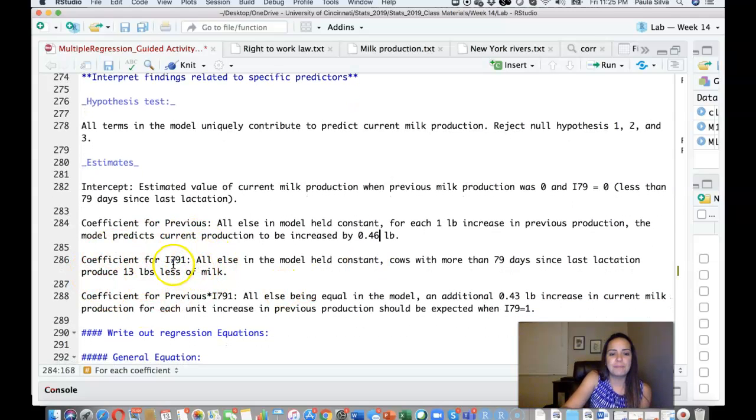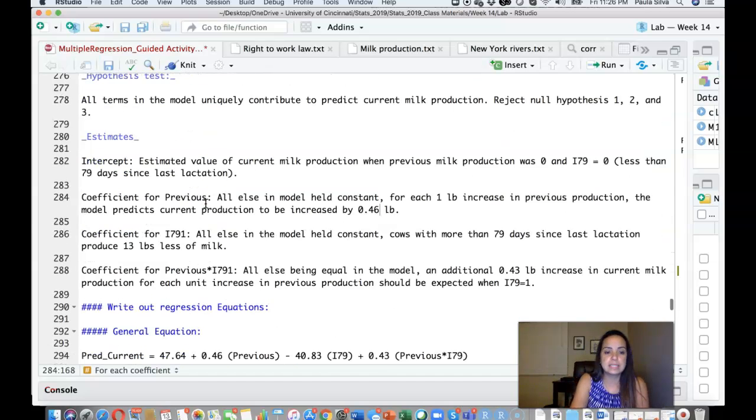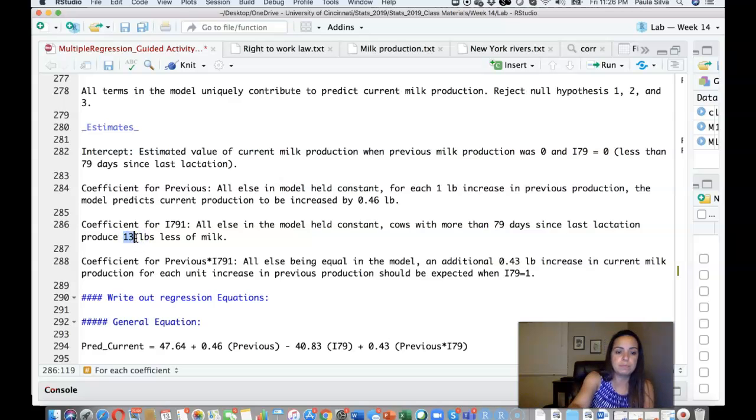The coefficient for I-79-1 is the same, so we have just a different subtraction, right? Compared to our reference level, which is 0, because R is pointing out that we have the number 1 there, you have to subtract 40 pounds for each unit. Well, 40 pounds of current milk production less for cows that have more lactation time than less lactation time. So that's this one, but it's not 13 pounds less, it's 40 pounds less of milk.